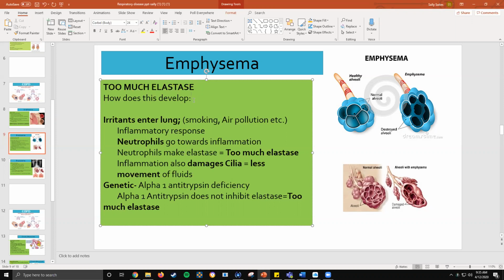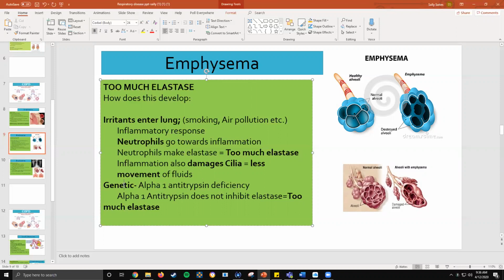So how does it develop? Well, we get irritants entering the lungs, such as smoking and air pollution. We have our inflammatory response. When that happens, neutrophils go towards that inflammation. Our neutrophils actually make elastase. So if they make elastase and they're going towards the inflammation, now we have too much elastase. And remember, this breaks down the elastin. Also, that inflammation damages the cilia, so we have less movement of the mucus fluids in general to help get rid of the irritant.